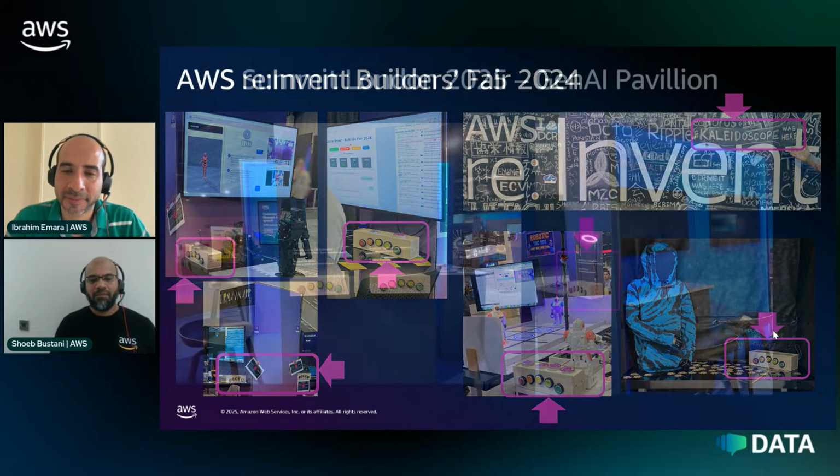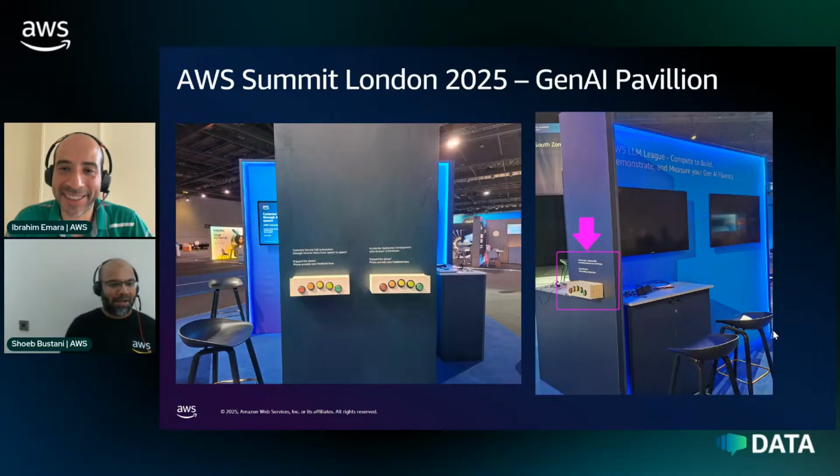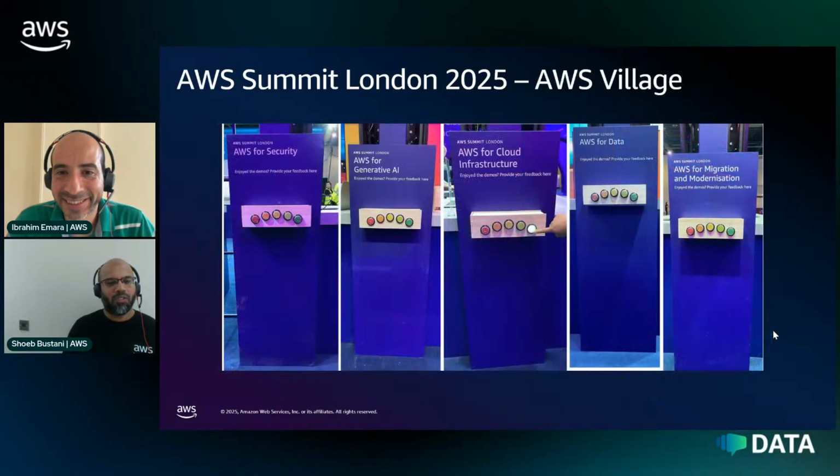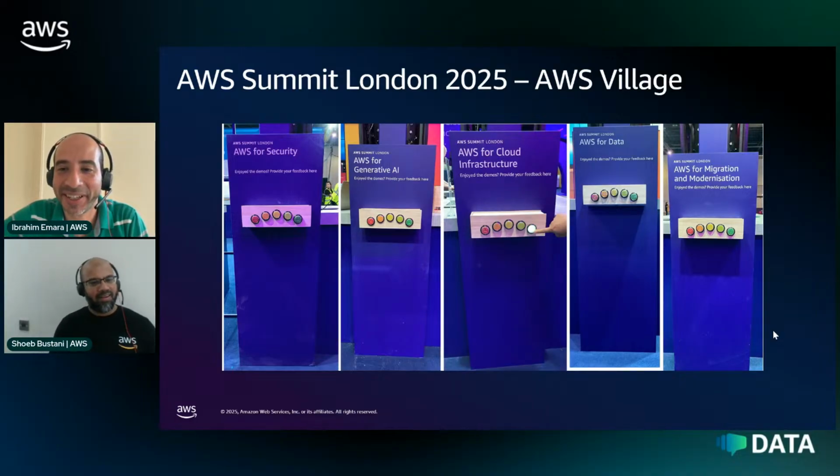And most recently, we deployed it at the London Summit. We deployed it at the GenAI Pavilion, and also at the same time, we did it for the AWS Village. So we did a lot of interesting stuff there with regards to that. Nice. Yeah, that's really interesting.